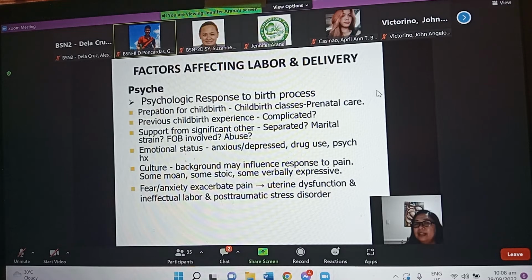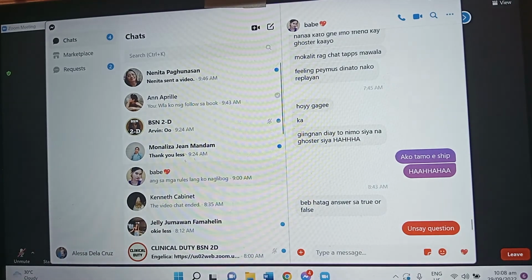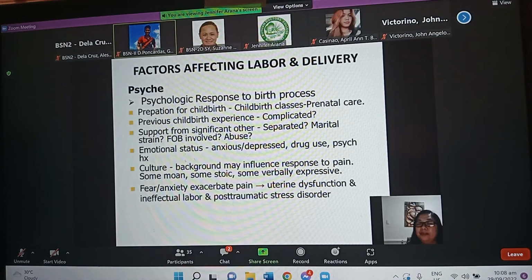So we have the psychological responses to the birthing process. It is important that the mother is prepared for childbirth. So childbirth preparation or preparation for childbirth should be done prior to labor and delivery. This includes childbirth classes and prenatal care. And then we also should consider the previous childbirth experience. Was it complicated? Was it okay?